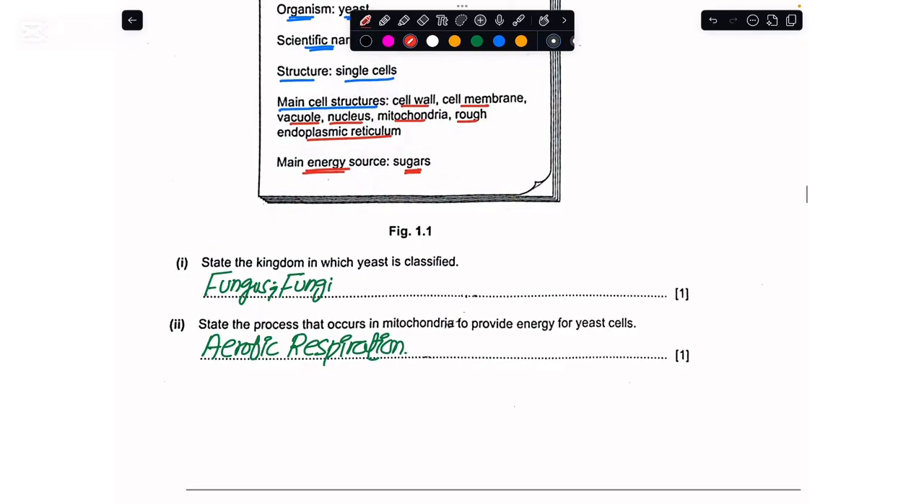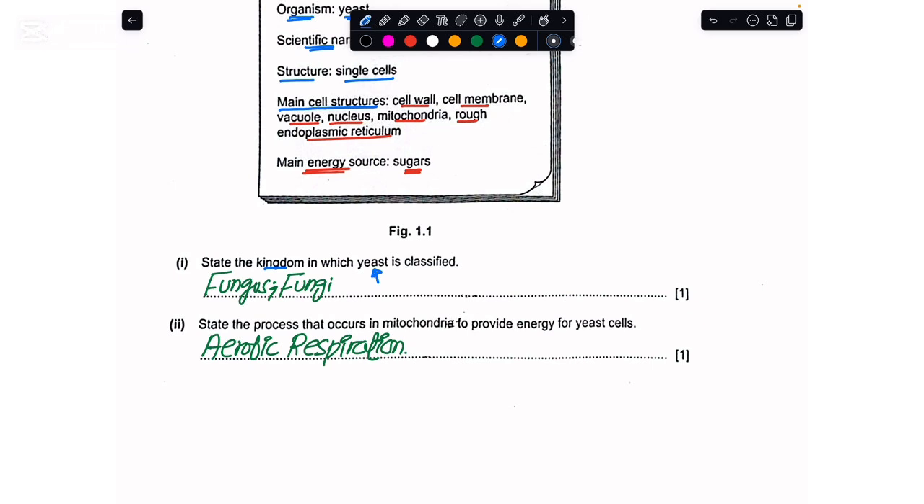For 1 mark, they want us to state the kingdom to which the yeast belongs. So you must know this is the fungus, or you can write it as fungi. And among the fungi, we have yeast, we have molds, we have mushrooms. So any of the names you could write down.